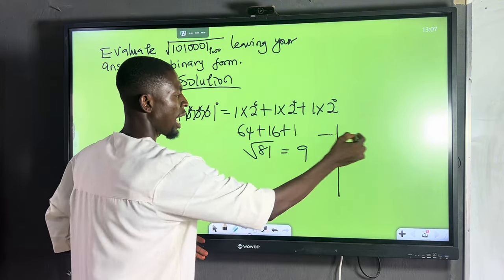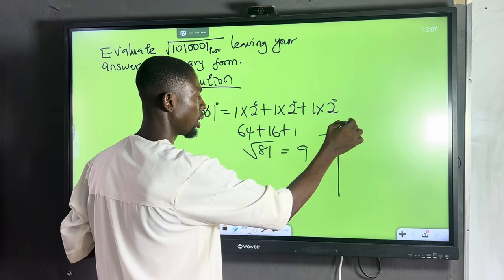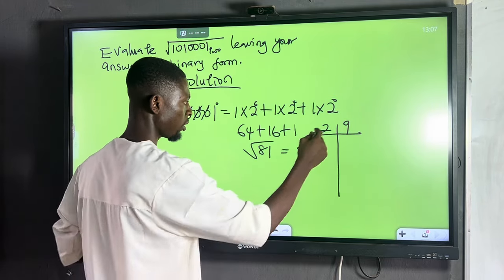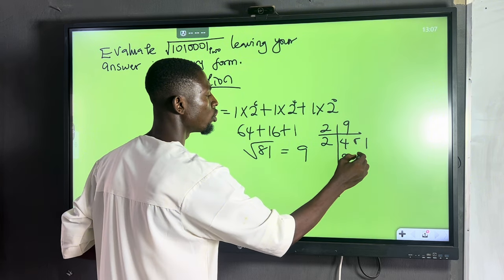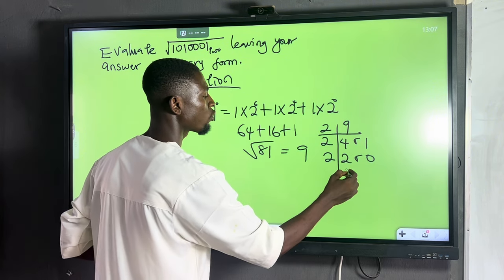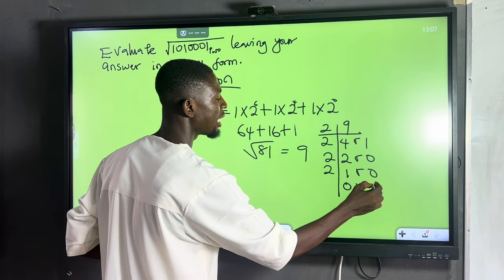Expressed in base 2. I believe they have taught you how to convert to base 2. You divide with the base we are converting to. So this is 9 divided by 2. 2 divided into this will give us 4, remainder 1. 2 divided into this will give us 2, remainder 0. 2 divided into this will give us 1, remainder what? 0. And 2 divided into this will give us 0, remainder 1.